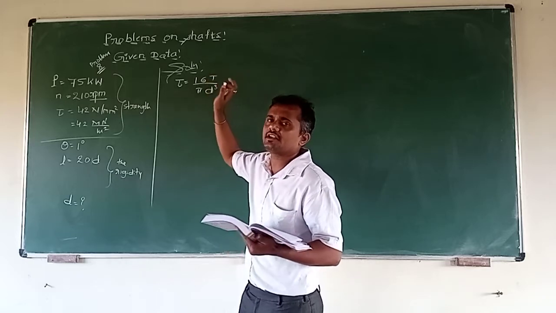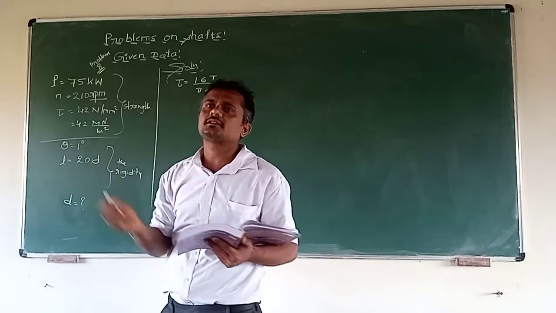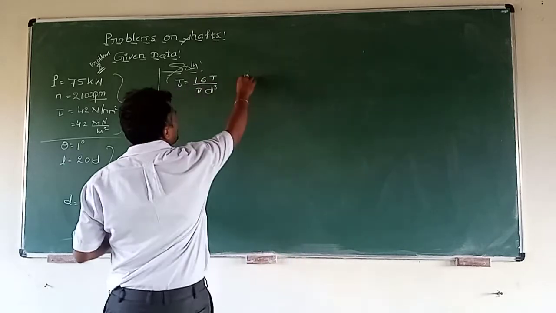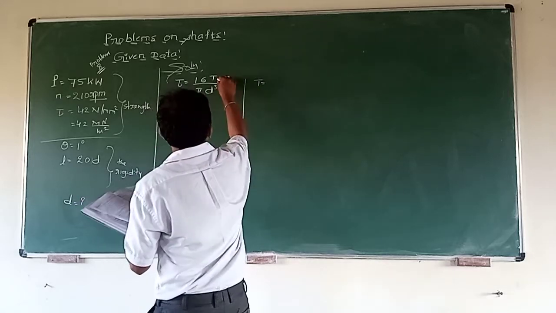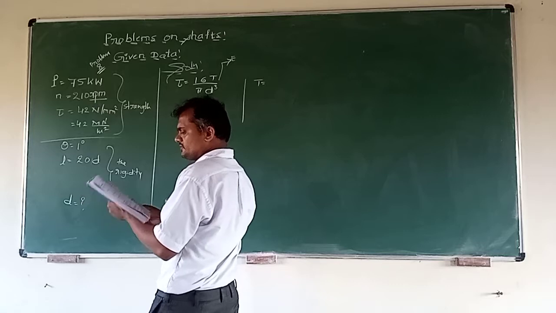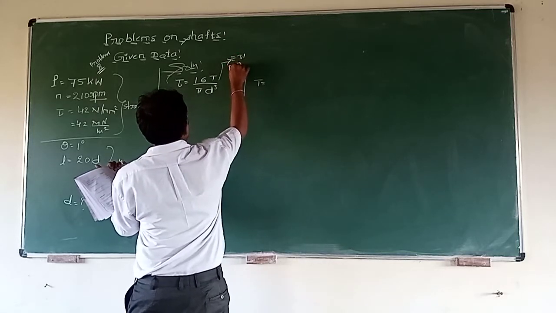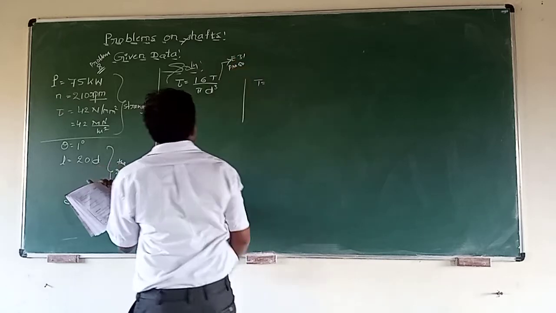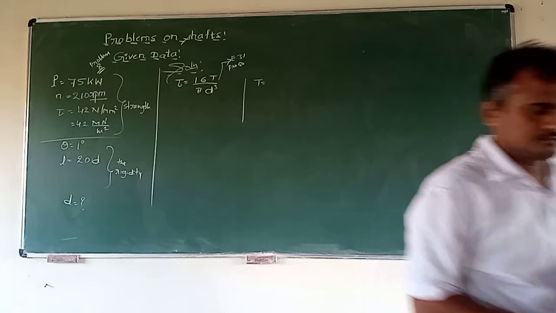And what about the value of T? Has it been given? No, it is not given. Therefore we have to make some side calculations. I will do the side calculation here. T is equal to what? This equation you can use, that is equation number 3.1, page number 50.